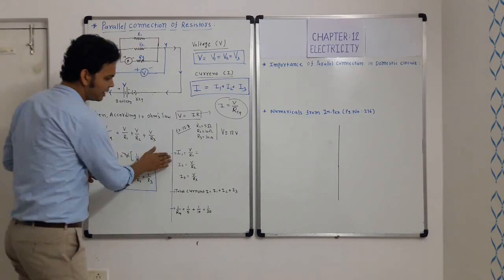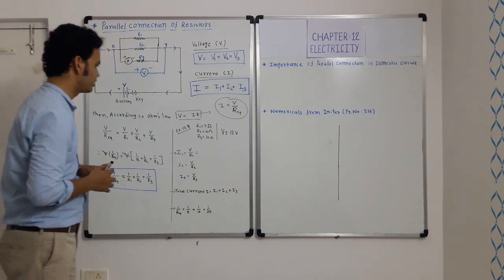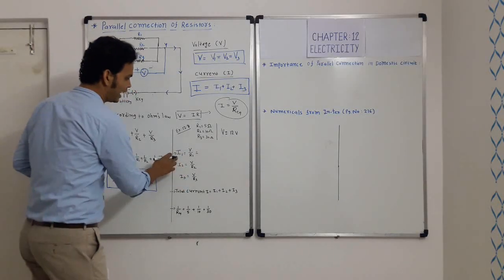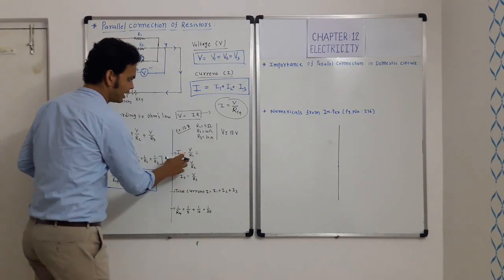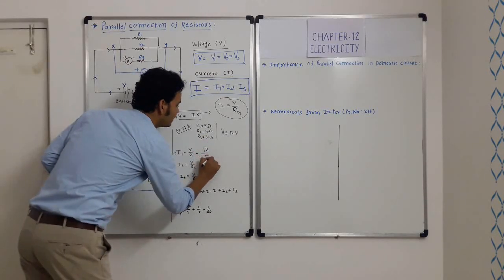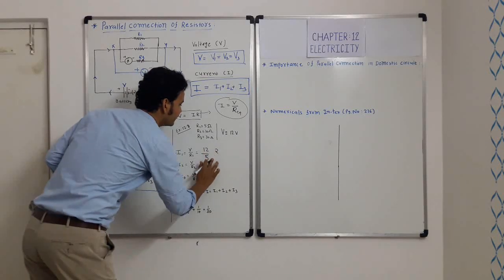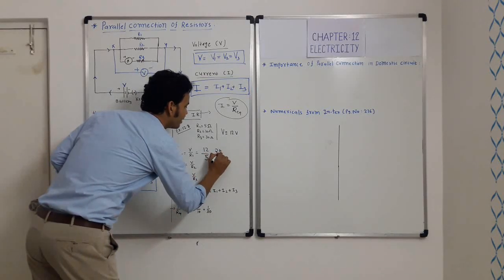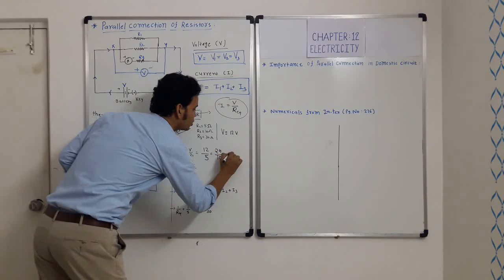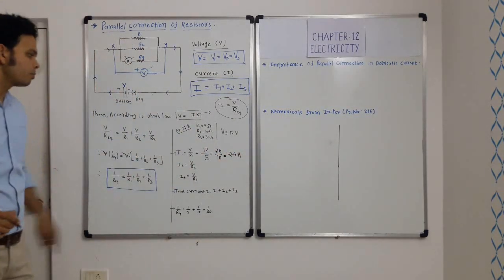First of all in part A, let us calculate the current through each resistor. The voltage will remain the same. So I1 is equal to V upon R1. V is here 12 upon R1 which is 5. So this is 24 by 10, which is nothing but 2.4 ampere. So I1 is equal to 2.4 ampere.